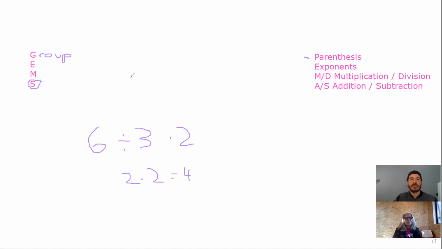I'll really quickly model that. If I have 6 minus 3 plus 4, I'm going to do the 6 minus 3 first. That's 3 plus 4, that's 7. If I had done the addition first, things would have gotten really weird, all right? So addition and subtraction, same rule, work left to right. Okay, I think that's my spiel.